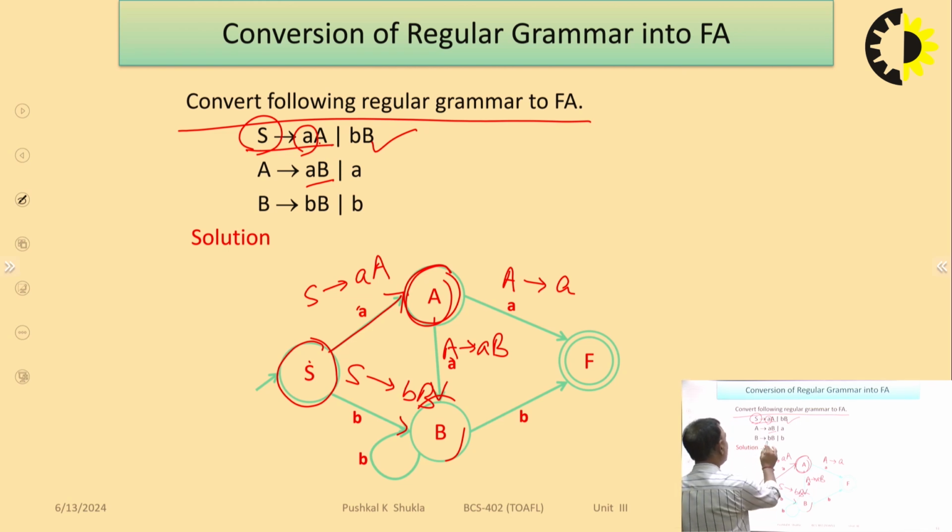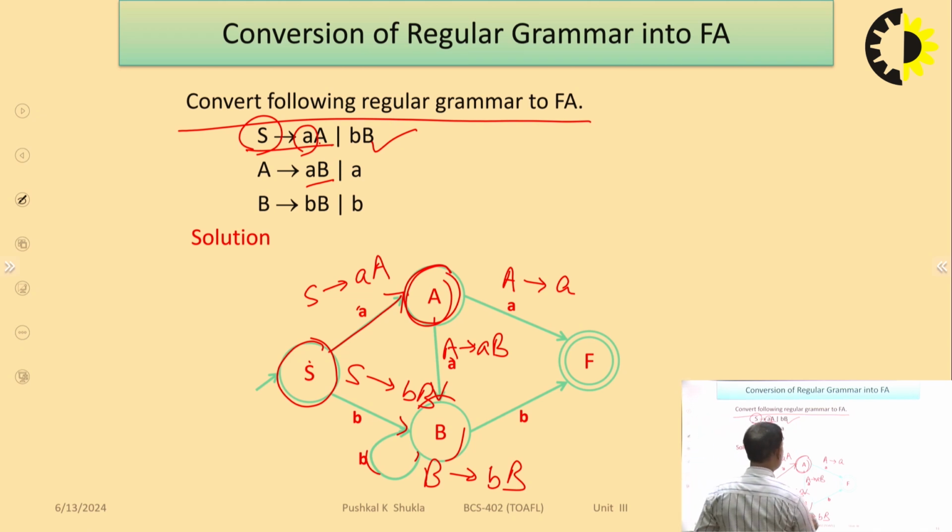B equal to small b. So it starts from the capital B and we give input b, then it goes to the state B. So this is B equal to bB. Again B equal to small b, so it starts from the state B and it goes to the final state after giving input b. So this is the finite automata of the regular grammar as given.